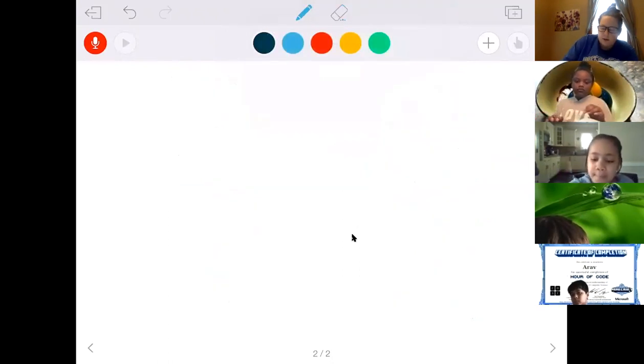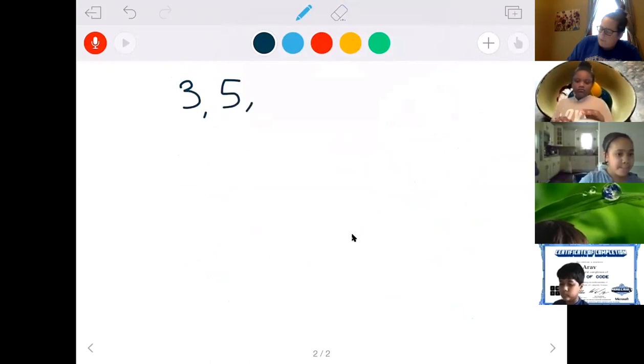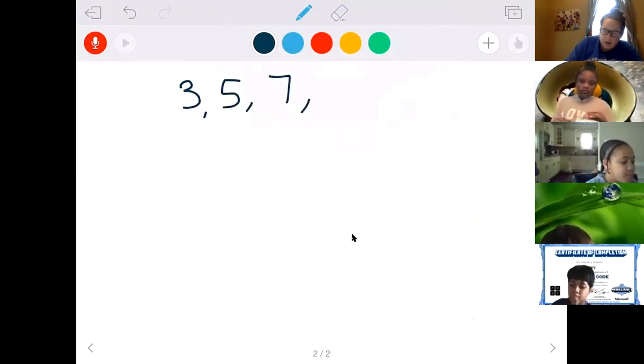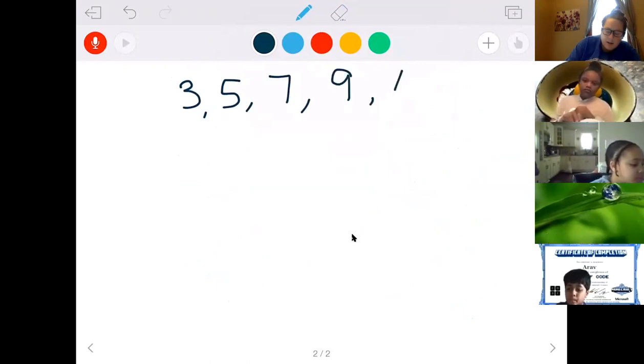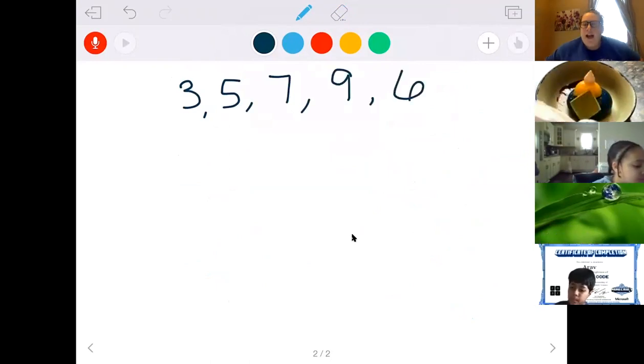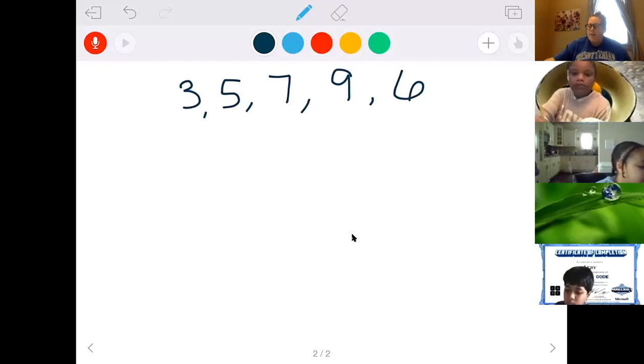So try this one on your own. If I gave you the numbers 3, 5, 7, 9, and 6. The chat is not available right now, so once you get your answer, just hold on to it. So 3, 5, 7, 9, and 6. See if you can find the mean for those. Once you have your answer, just hold on to it.